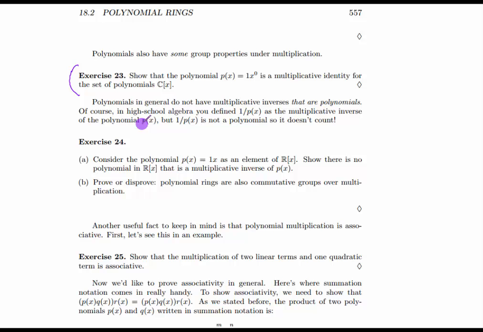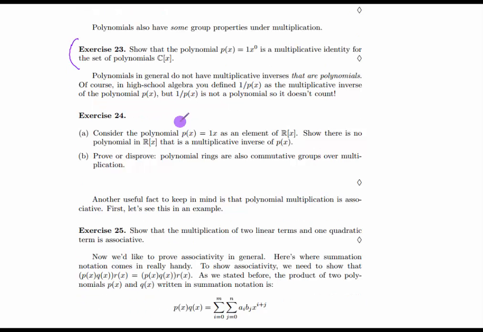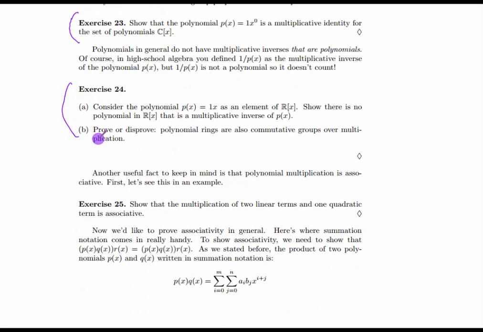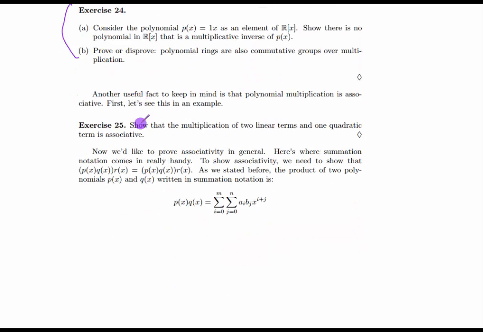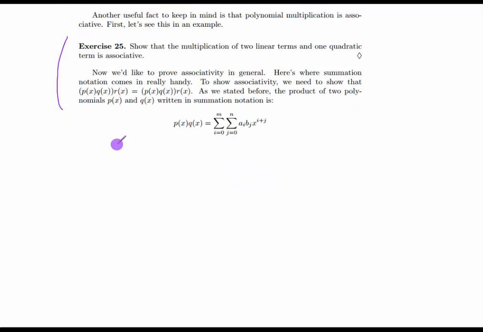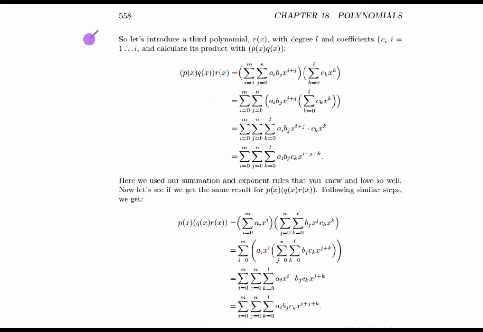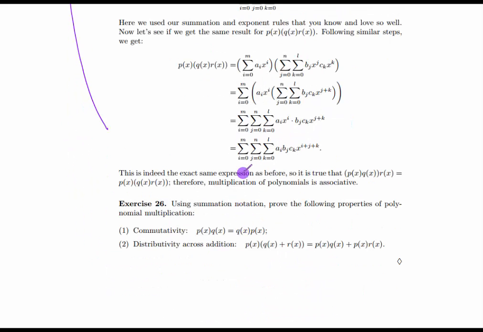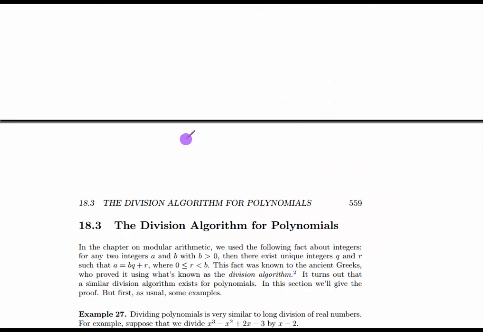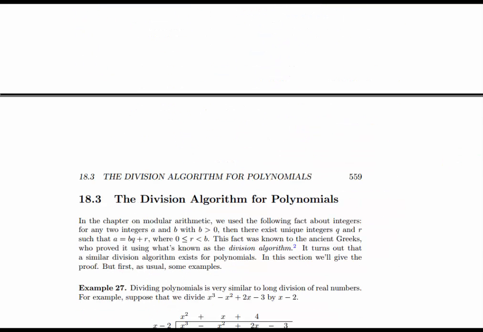You can look at the multiplicative identity of the polynomials. And then here you investigate the situation of multiplicative inverse. You have an exercise to look at the associativity under multiplication. It's kind of a long proof, but the upshot is that, in fact, multiplication is associative. And we'll stop there.